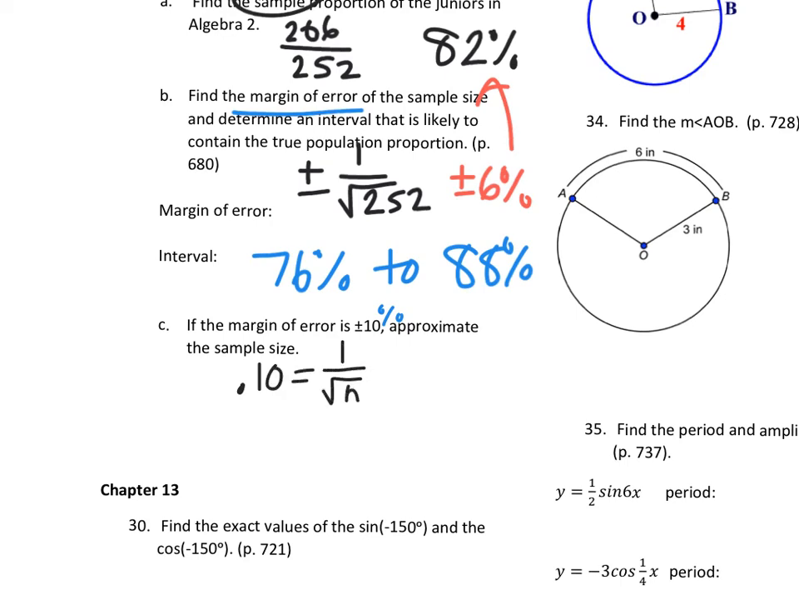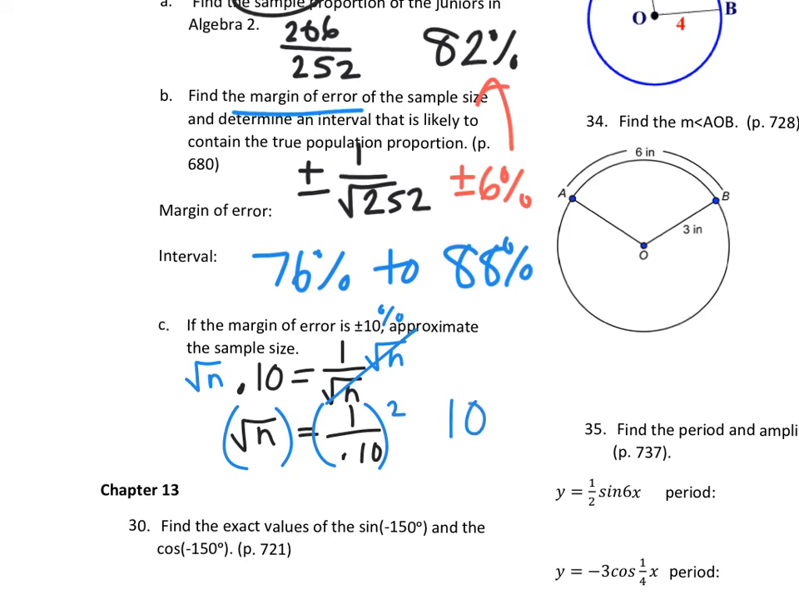So I need to solve for n by multiplying both sides by the square root of n. So I get square root of n times 0.10 equals 1. So I'm going to divide both sides by 0.10. And then I'm going to get rid of the square root by squaring both sides. So 1 divided by 0.10 squared is 100 people. Okay, so 100 people.